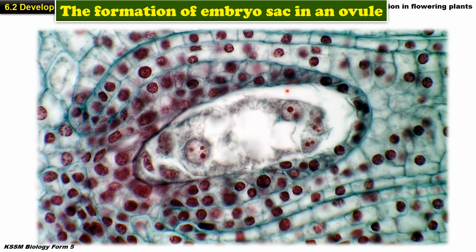Habis. So, this is the real picture of the embryocyte. Nampak tak? Kat sini ada, kat sini ada. Okay, this is the embryocyte. Boleh? So, siap? Habis 6.2. Jangan lupa siapkan buku rampaian, nanti hantar. Okay?